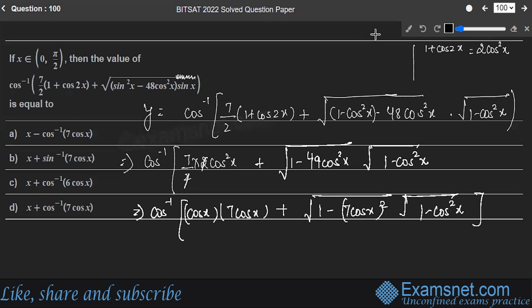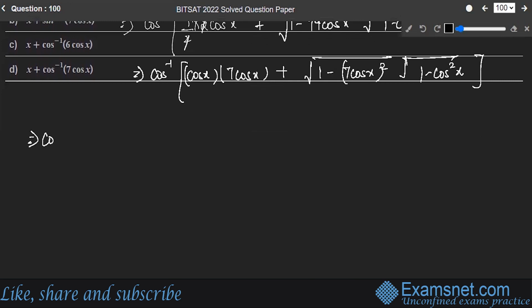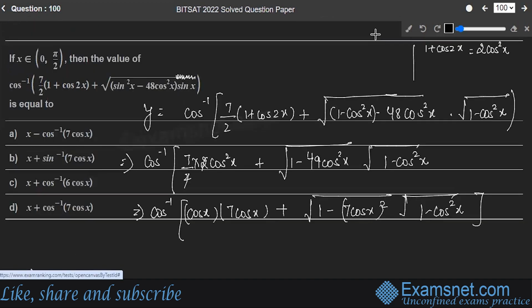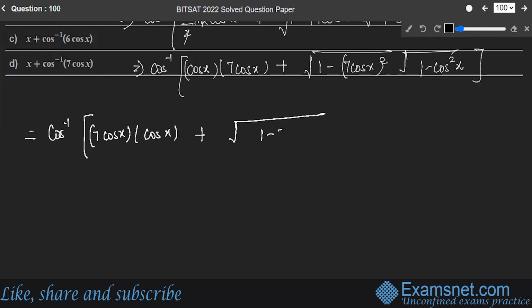Yeah, I'll do one thing. I will rewrite this one as cos inverse of cos 7x. Sorry, not cos 7x, it's 7 cos x. Cos inverse of 7 cos x, minus plus this into this. Right. So, okay.